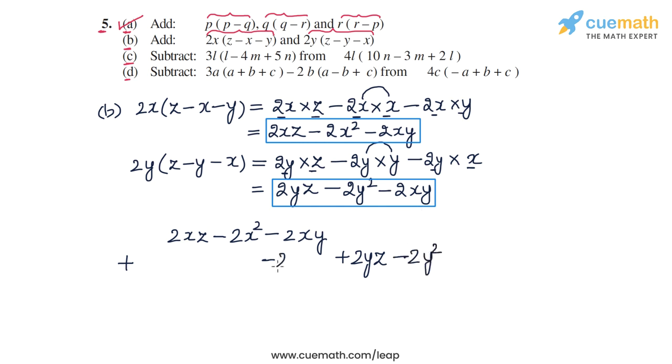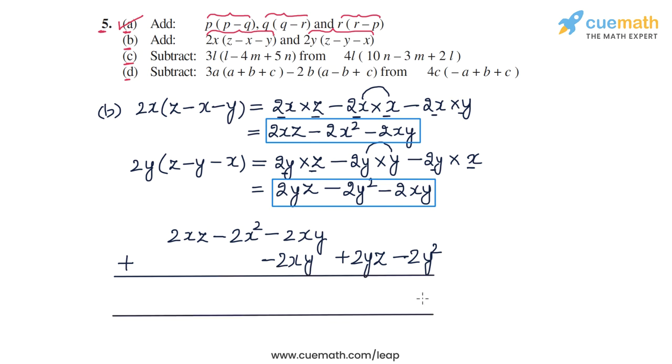So minus 2xy we will write below the minus 2xy term in the first expression. And now we can add these two expressions. Okay, so we'll add these two expressions now, and we will get 2xz, then we will get minus 2x square, then we will get minus 2xy and minus 2xy, that's minus 4xy, then we will get plus 2yz, and finally we will get minus 2y square.